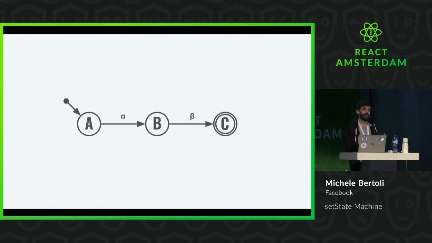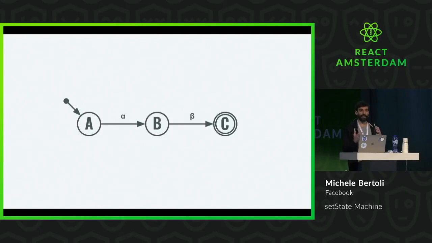And this is a super simple state machine. You have A, which is the initial state, because it has this arrow with a circle. On the input alpha, it transitions to B. On the input beta, it transitions to C, which is the final state, because there's this double circle.